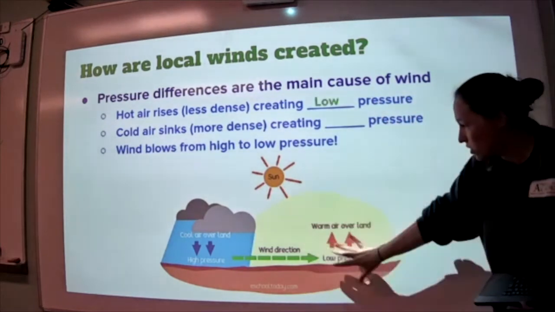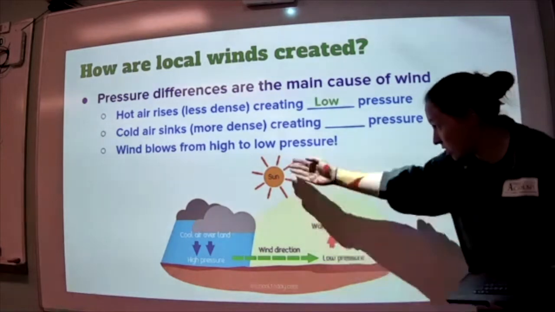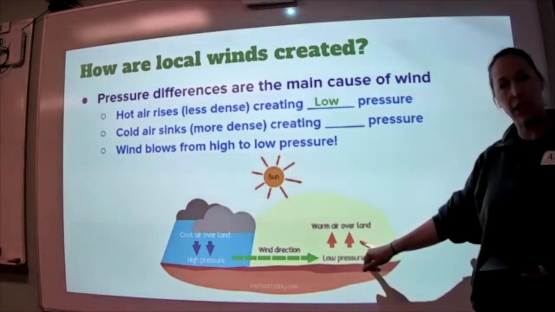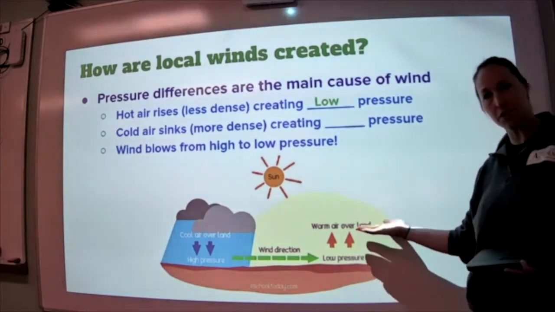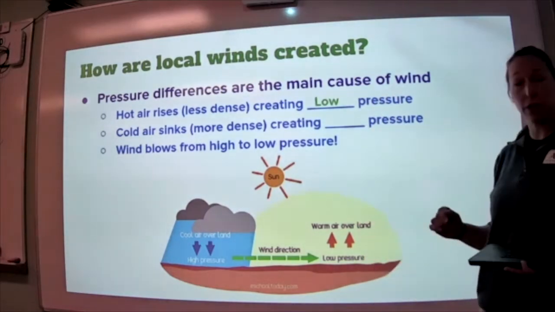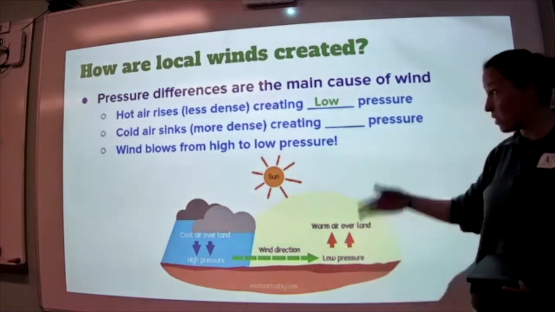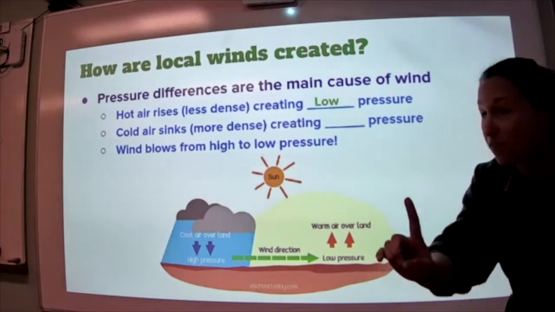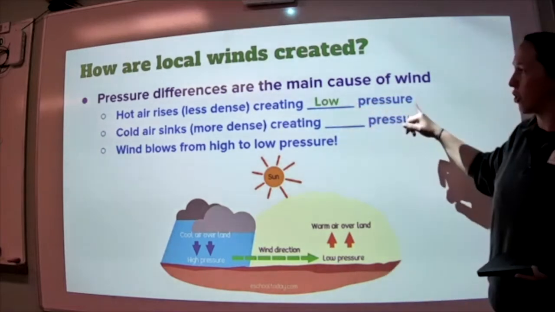So in this region on our picture, the sun is out, it's heating up our land, right? The warm air over the land starts to rise, creating a low pressure area. So we've got really hot land, we're going to get a rising of air because it's hot, just like lava, and that creates low pressure.